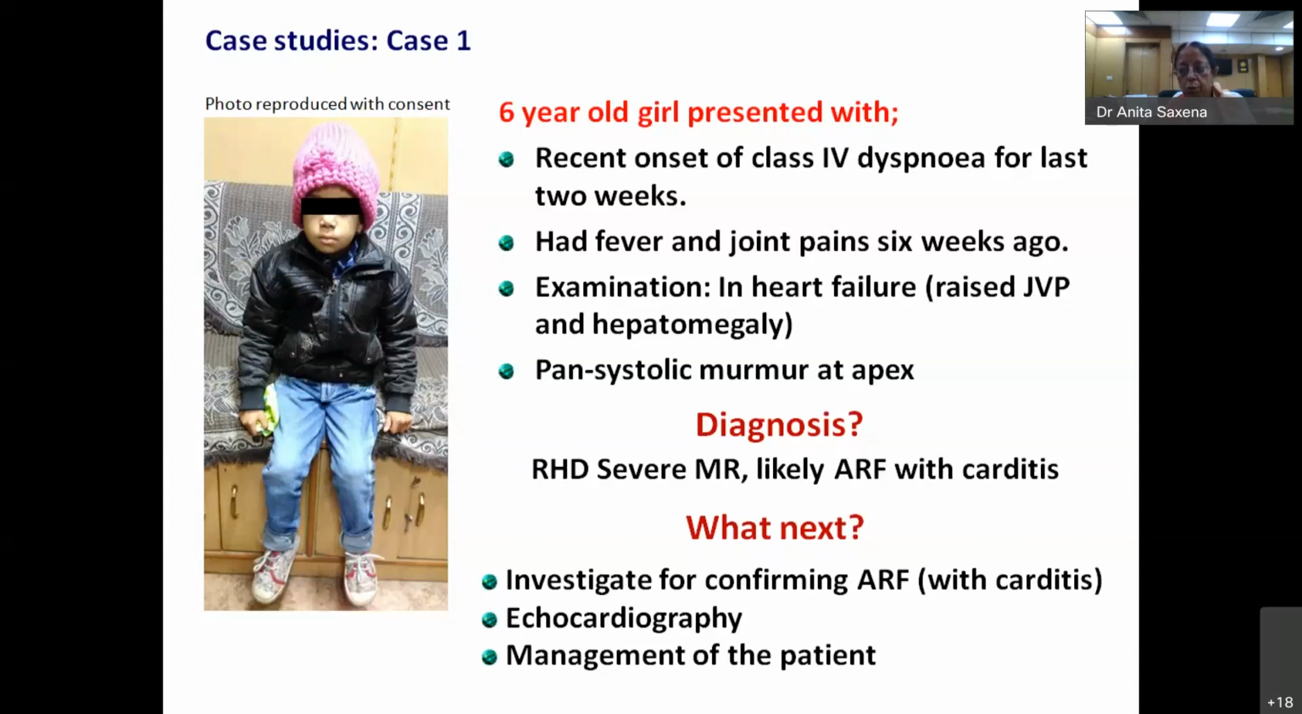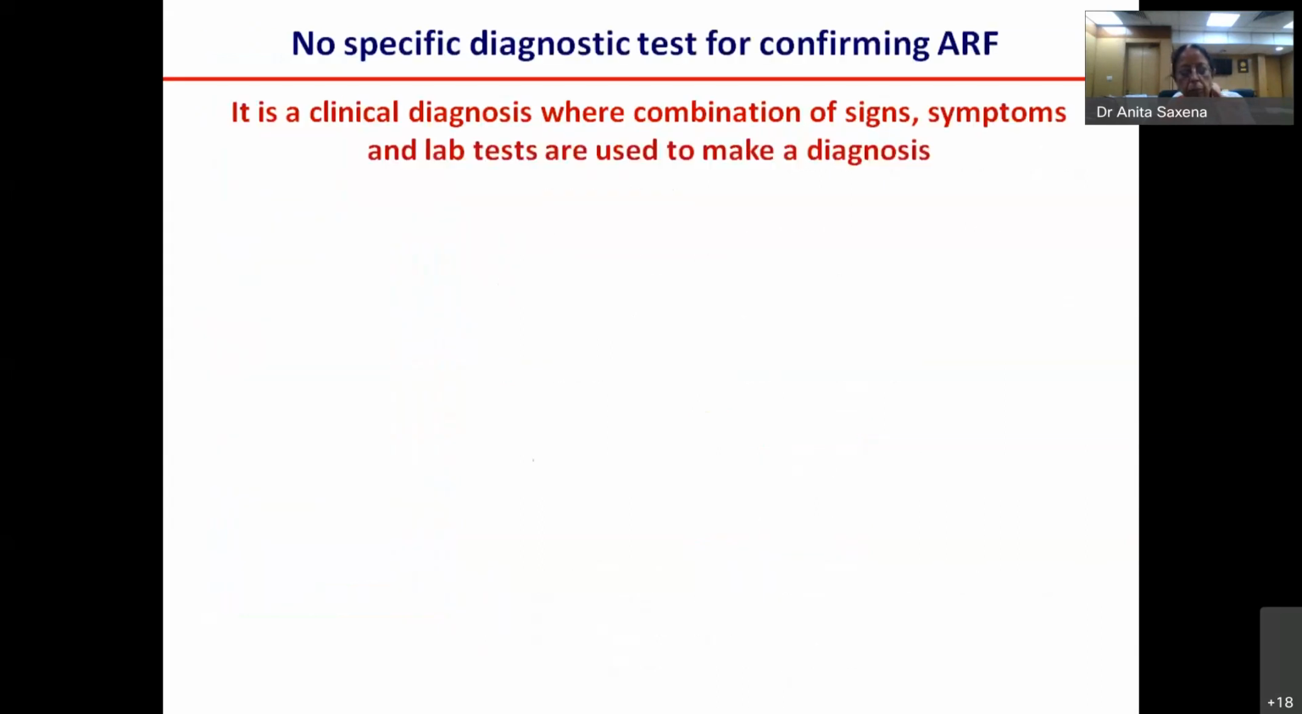What we should do is to rule out carditis by sending the specific investigations like ESR, anti-streptolysin titer. These are the ways to diagnose carditis clinically, CRP levels, etc. Of course, go for echocardiography. Echocardiography may also show you some features which are suggestive of carditis, and of course, manage the patient.